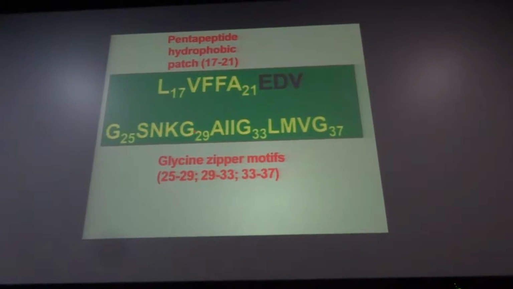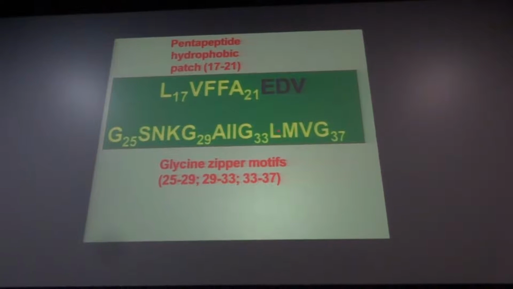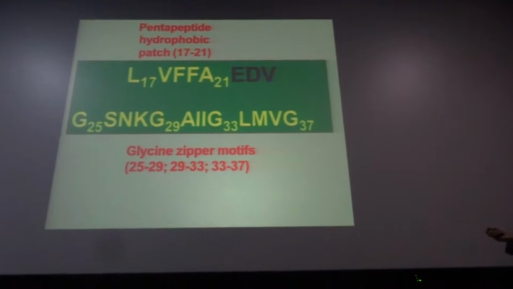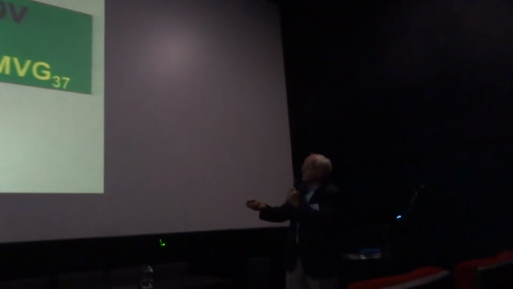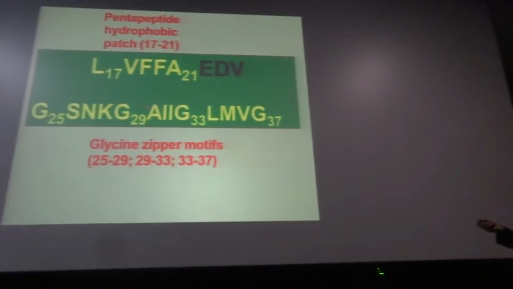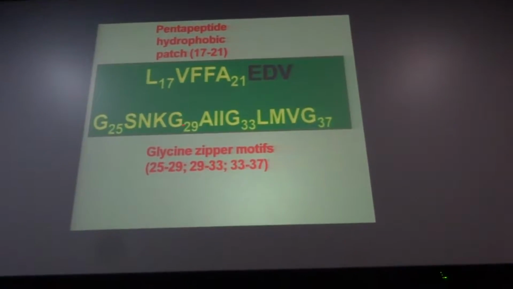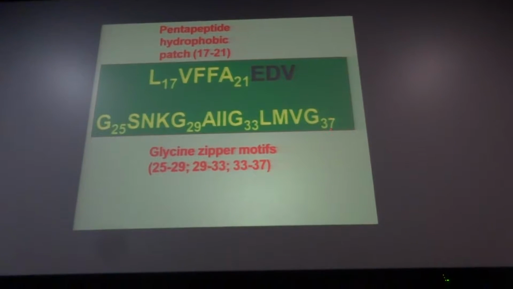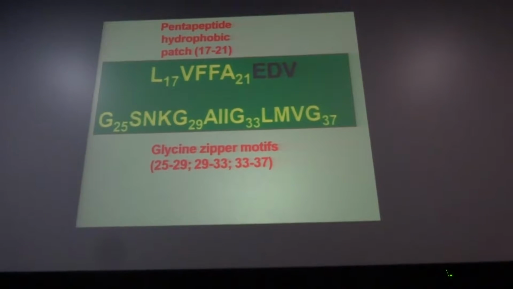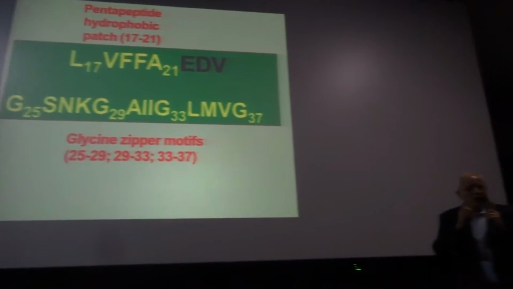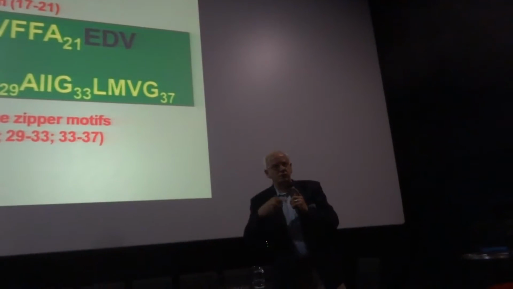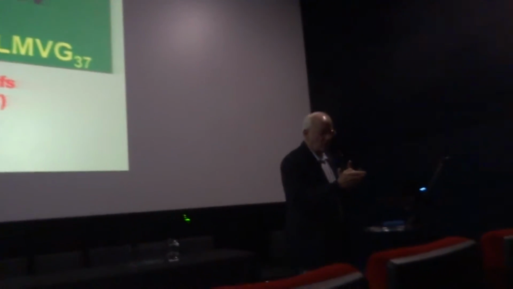zipper, 25 to 29, 29 to 33, 33 to 37, and of course, there is a double glycine zipper, if you want to look at it, 25 to 33, and of course 29 to 37. And let's not forget the triple, 25 to 37. So we've got a myriad of possibilities that we could investigate, and let's see what in fact came about.